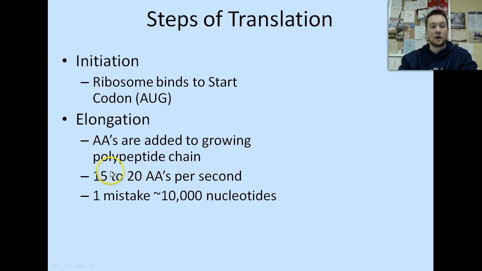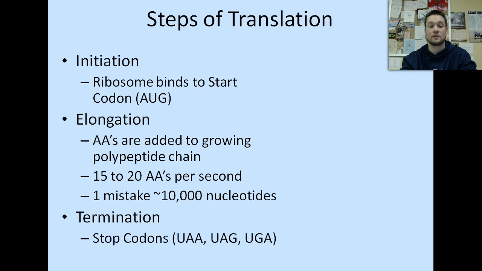This happens very, very quickly, about 15 or 20 amino acids per second. And you end up with a few mistakes along the way, about one mistake about every 10,000 nucleotides. That sounds really rare, but considering how often this is happening in all your cells, it happens pretty frequently. Fortunately, your cells are pretty good at fixing these errors.